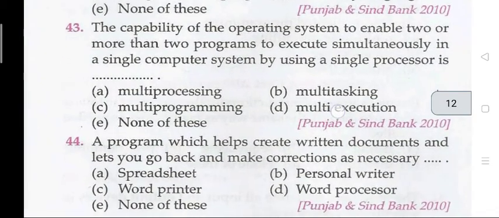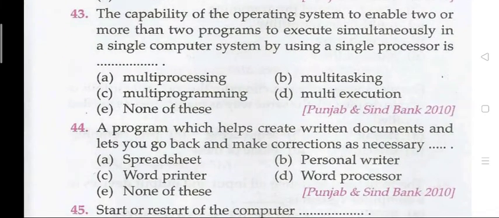Question 43. The capability of the operating system to enable two or more programs to execute simultaneously in a single computer system by using a single processor is called multitasking.